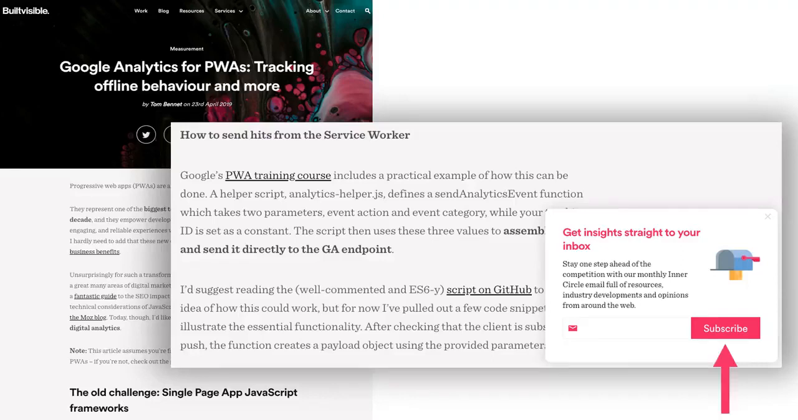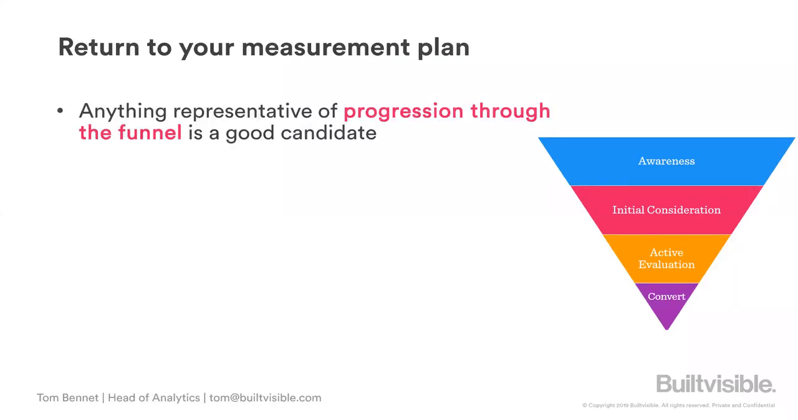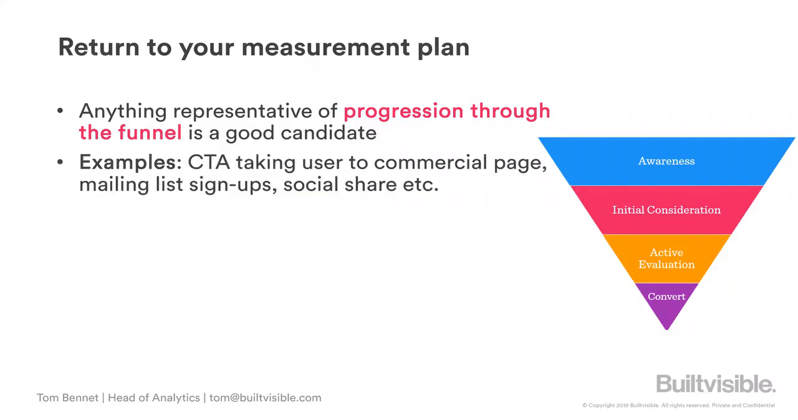And this way we can start looking at this as a conversion. Returning this to your measurement plan, one of the good representations of this is looking at progression through the funnel. If someone's going from an awareness stage to an initial consideration, they might be clicking on a CTA to the commercial page, or signing up to your newsletter, or sharing it on social. These are all things that can be tracked as a conversion.